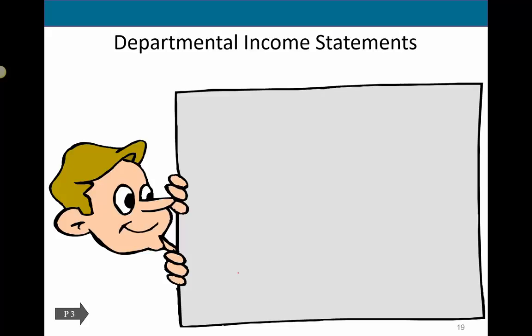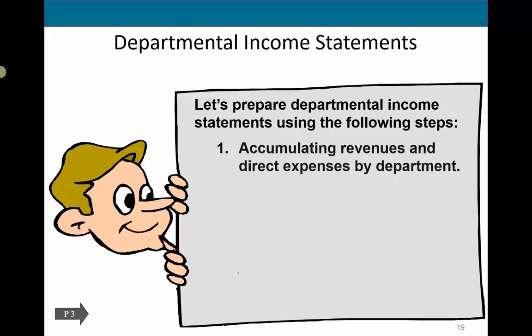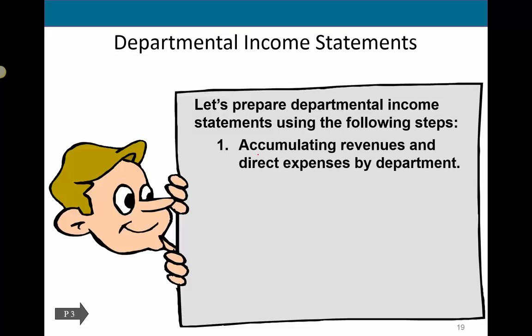Okay, so now we're going to go through some steps here to set up departmental incomes and allocate things correctly. Indirect. Direct's pretty straightforward, right? No pun intended. It's going to be directly supporting the department and we can attach it right in there. But then we have to allocate the indirect expenses and also allocate those cost center or the service departments. So let's go through here. Let's prepare the departmental income statements by doing the following steps. Number one, accumulating revenues and direct expenses. So direct revenues, direct expenses by department. So those can be attached directly to it, right? So that should be a fairly easy one.